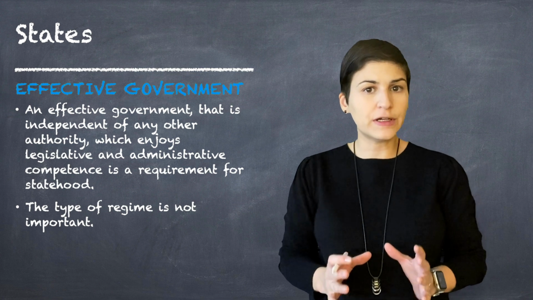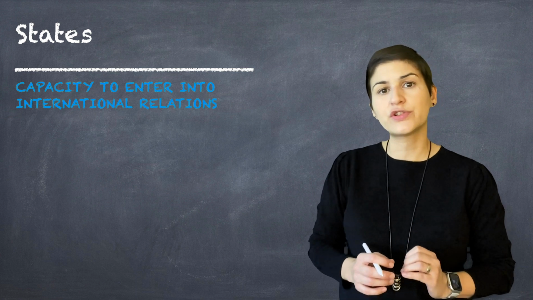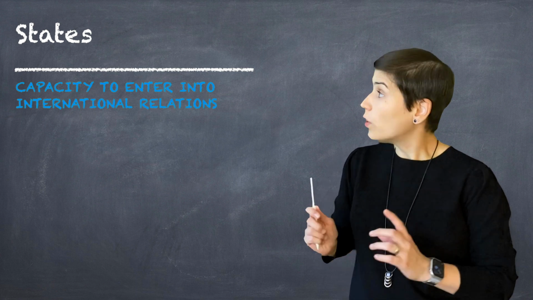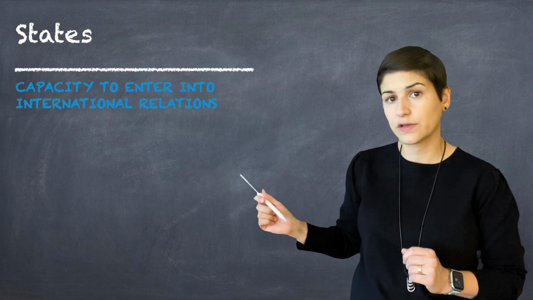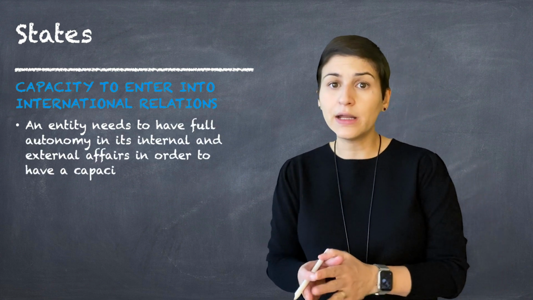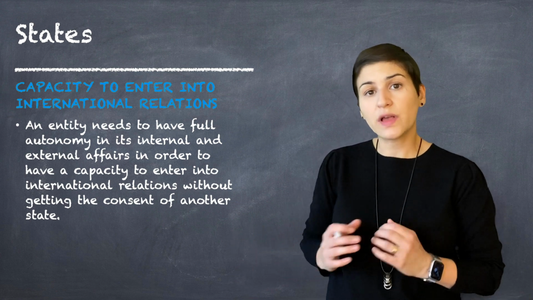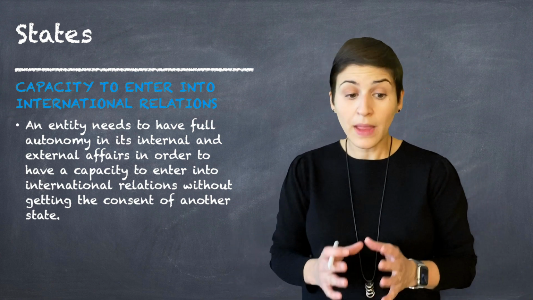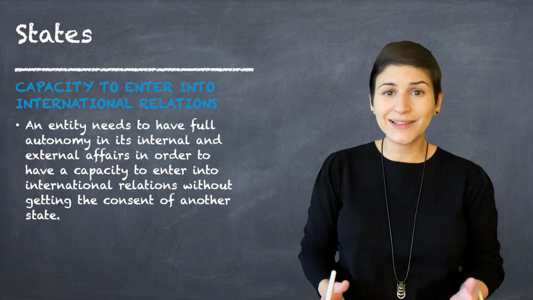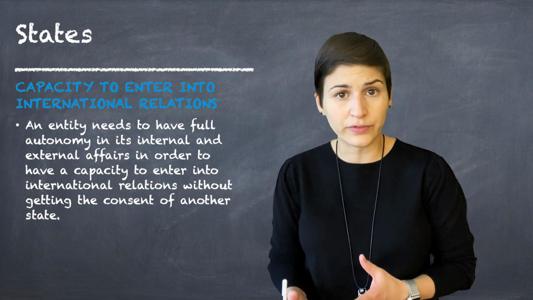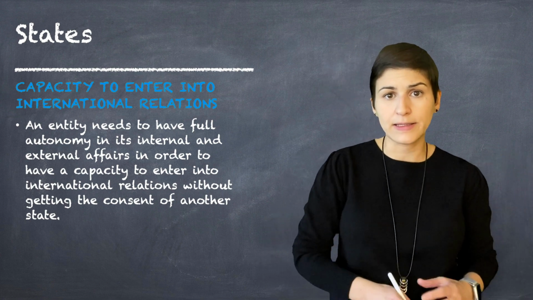In addition to the effective government component, an entity also needs to have capacity to enter into international relations with other states. What is important in here is that we are referring to a capacity to enter into international relations. So what we are referring to in here is different than the recognition of states and governments. This component was highly important during the period of colonialism, as colonized states were not independent in their external affairs. So they did not necessarily have a capacity to enter into international relations with other states because they were bound by the will of the colonizing state.